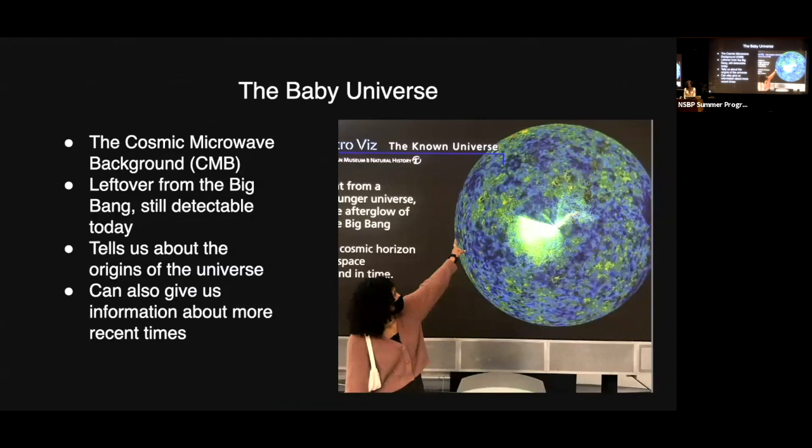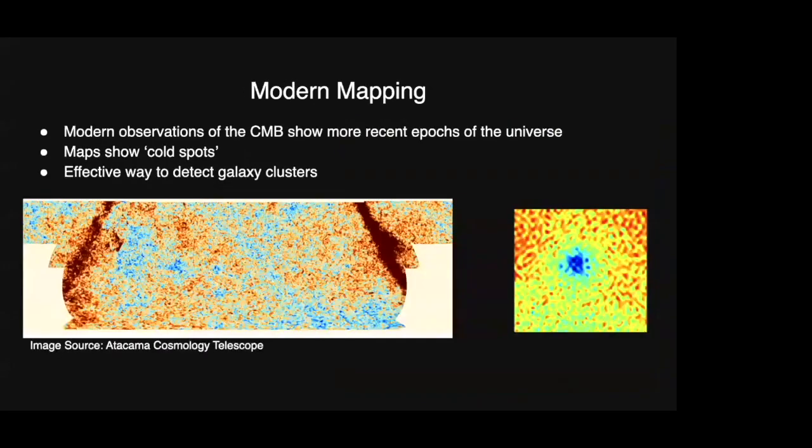What that actually is, is the cosmic microwave background, or the CMB. That's the very radiation that was produced during the Big Bang that we can still detect today. While it has taught us a lot about the origins of our universe, it can also help us learn a lot about our more modern universe. So here's an example of that.